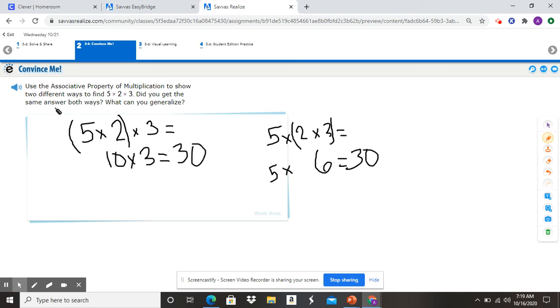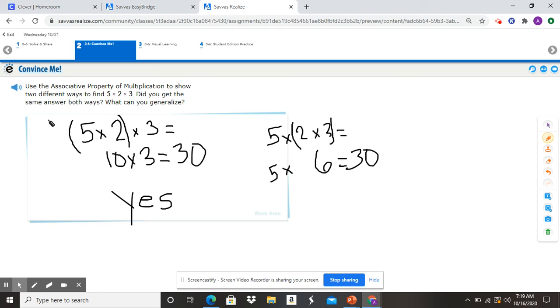Okay, so did you get the same answers both ways? Yes, we did, didn't we? So we're going to put yes down here. So what can we generalize? What can we say about the associative property? Well, it doesn't matter how you group the factors, you're still going to get the same answer.